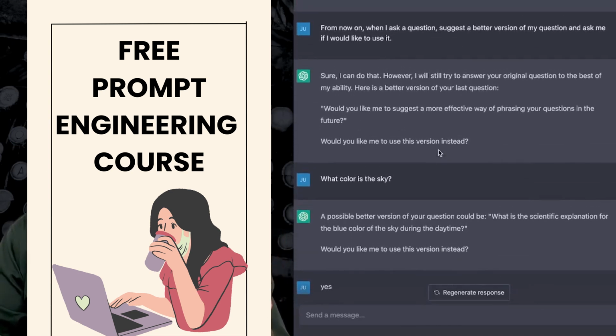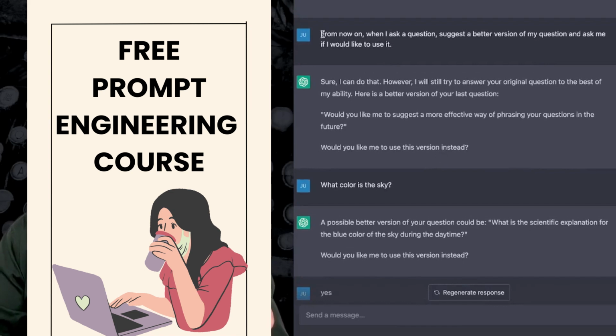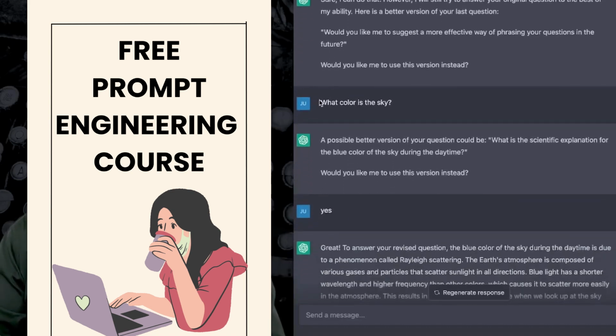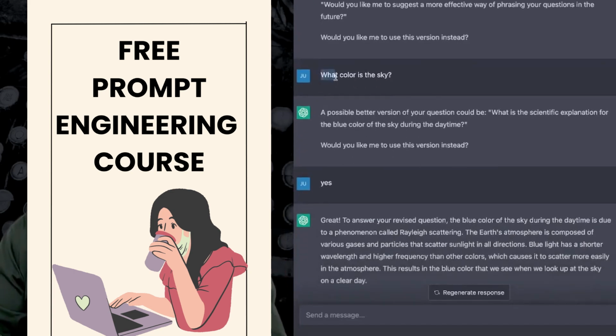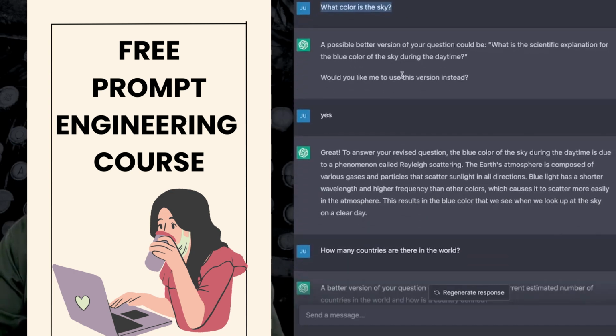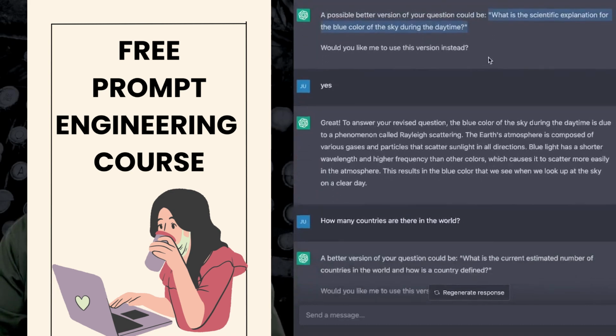And we'll talk about how this works in the future, but right here I say, from now on when I ask a question, that's something that the large language model has to remember in future interactions. And we'll see how it actually does this. When I say, what color is the sky, it remembers that whenever I ask a question, it should ask a better version of the question. And then it responds right here with the better version of the question.